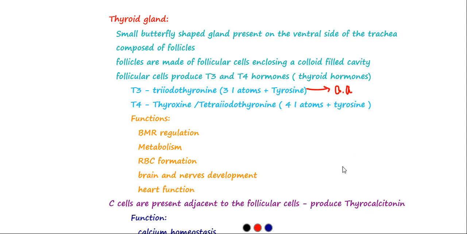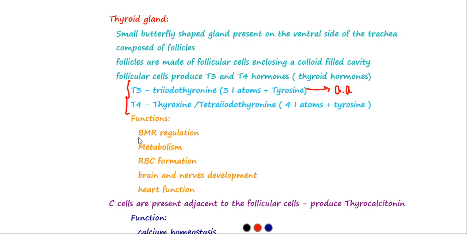The colloid in the follicles plays a very important role in joining the tyrosine and the iodine atoms. So that forms the hormone altogether. These two hormones are the important hormones that are released by the thyroid gland. Now these perform very important functions in our body. Here I have listed some of the functions. We'll be discussing more of the functions when we discuss the disorders of the thyroid gland.